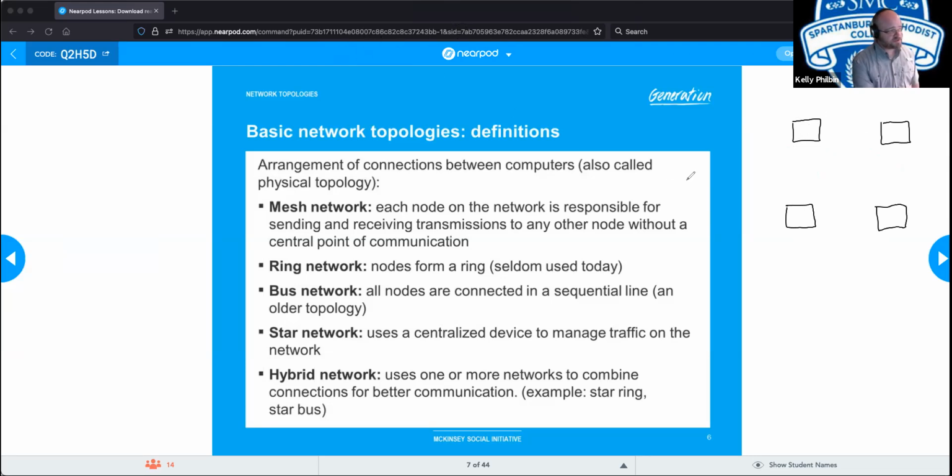Questions with regards to the star network? We'll have some better graphics on the next page that'll kind of explain it, but we'll get there. So, mesh.